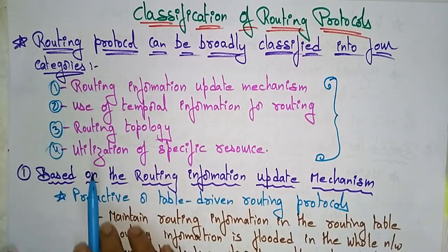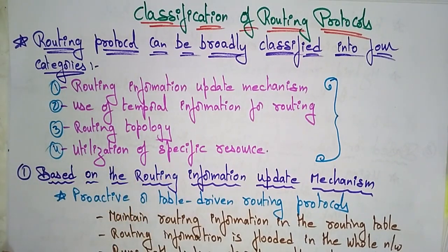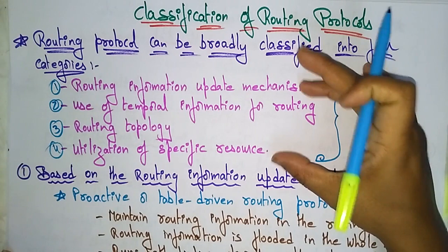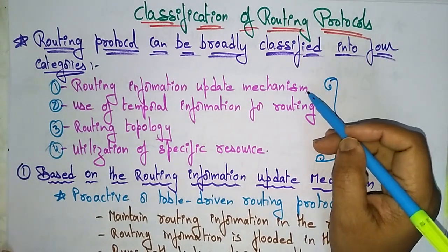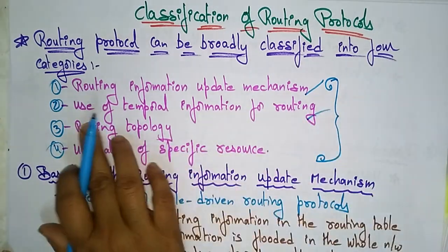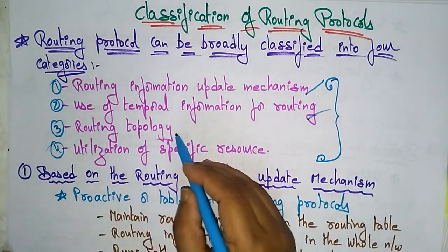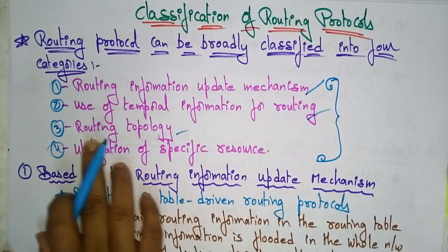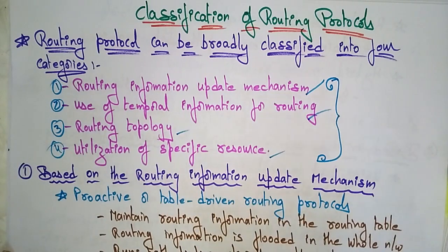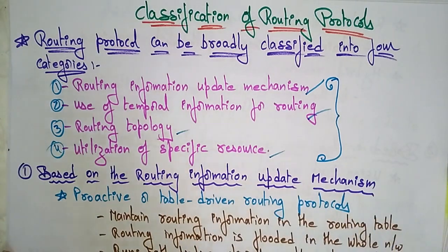And the fourth classification is based on utilization of specific resources. So whatever topology you have taken, how the utilization of the specific resources will be on different topologies. So the complete set of protocols is divided into 4 classifications. Some protocols deal with the routing information update mechanism, some deal with the use of temporal information for routing, some are used for the routing topologies, and some for the utilization of specific resources, meaning they are concentrating on those things.